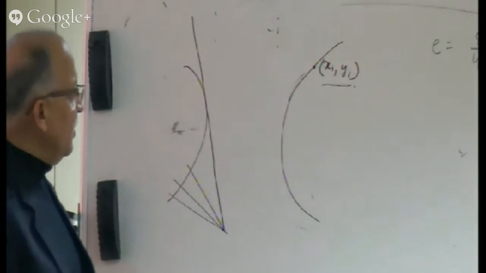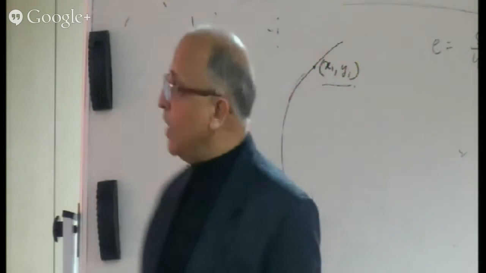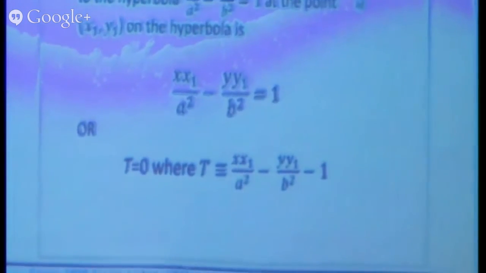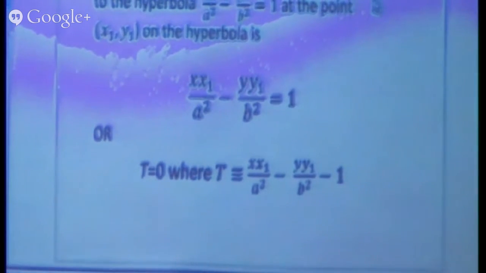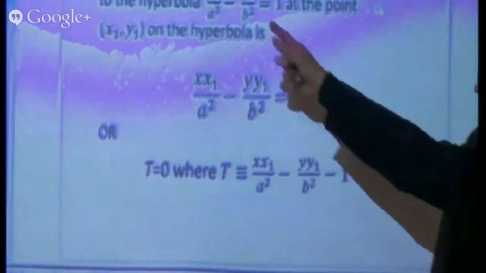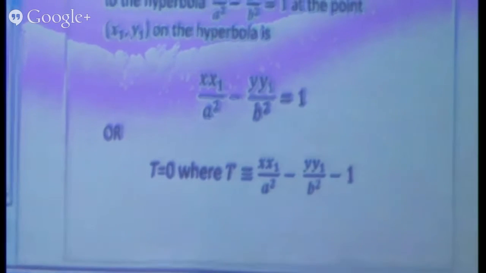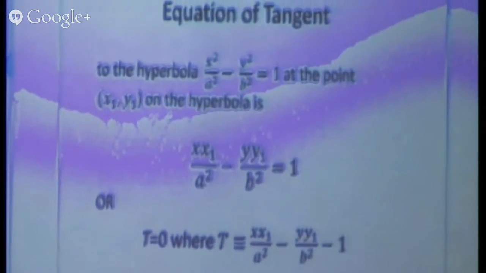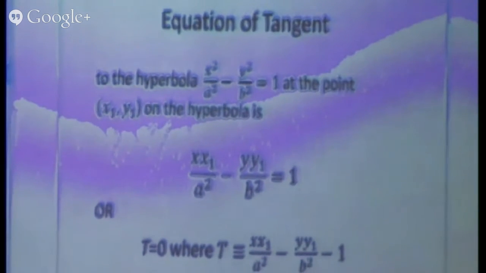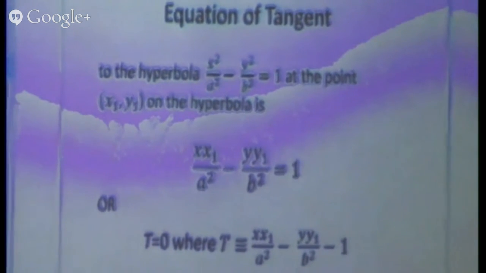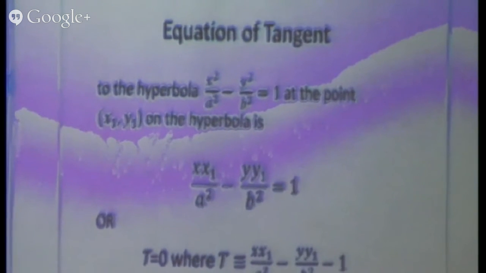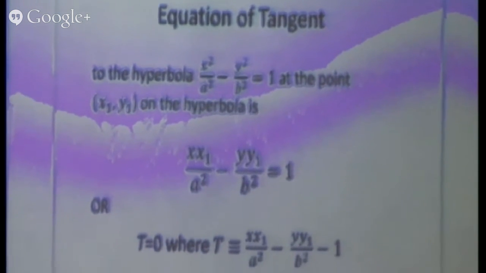So if x1, y1 is a point on the hyperbola, then we can have the equation. And it is easy to find out. You have two terms, x square and y square. X square contains two x's, x into x. So one of the x's is to be replaced by x1. Y square again is y into y. One of them has to be replaced by y1.